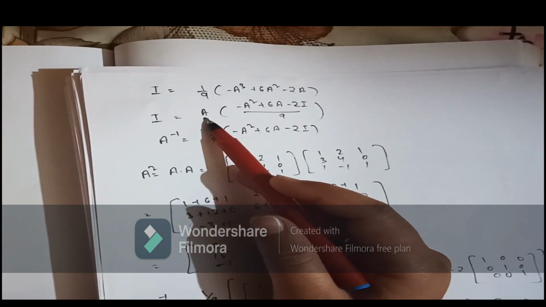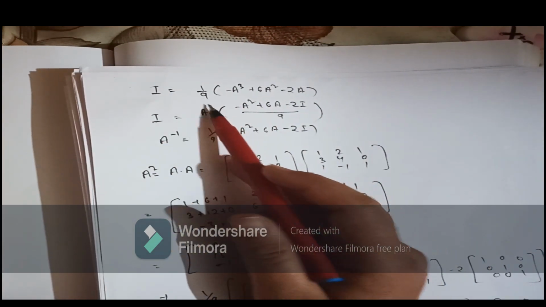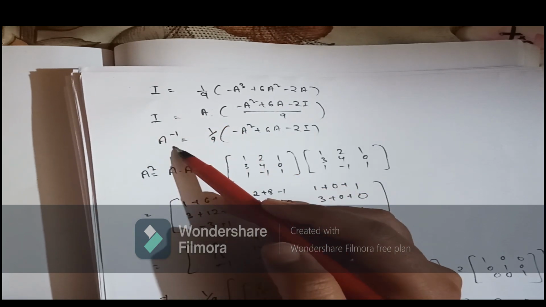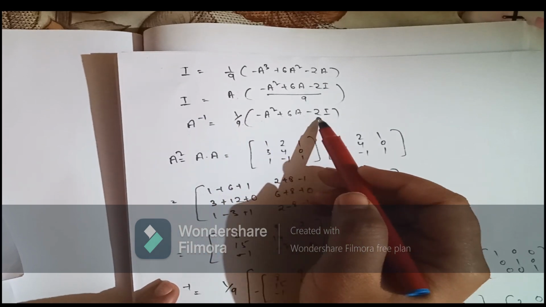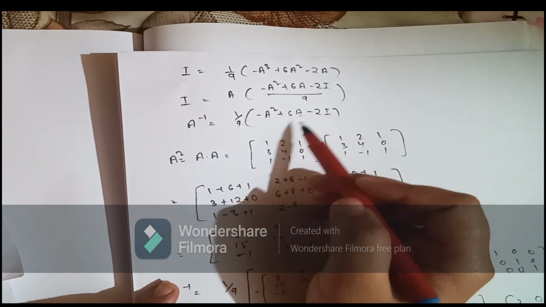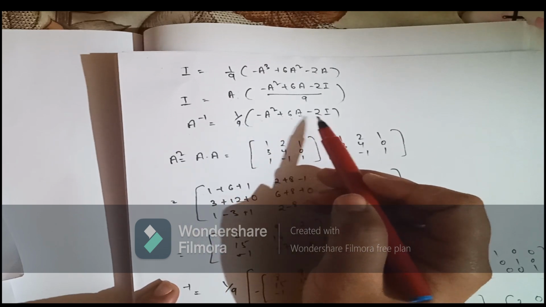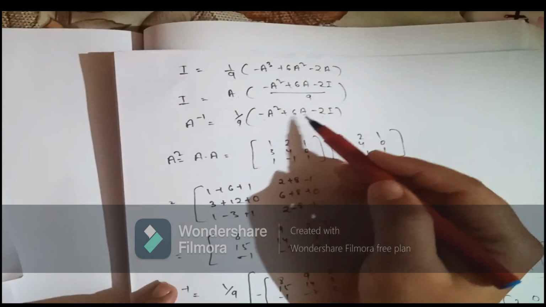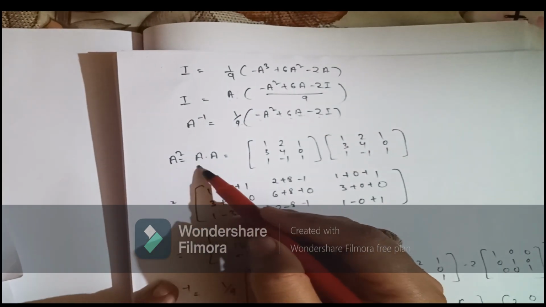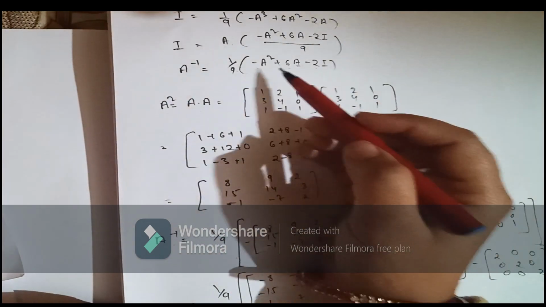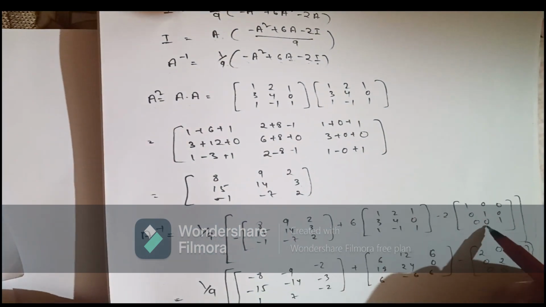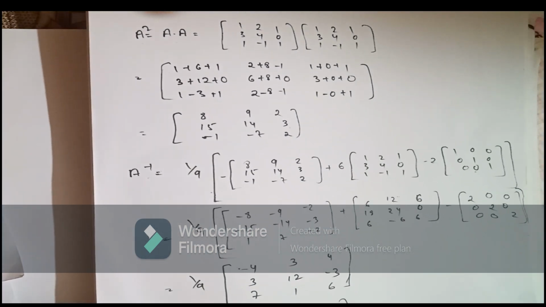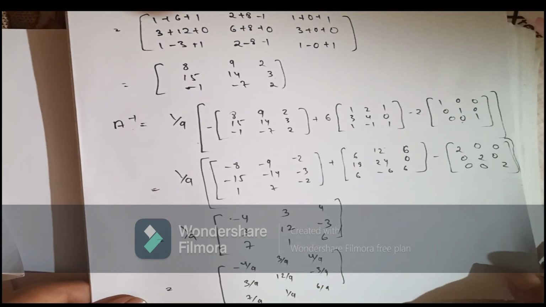Now here A is the common, so I have to take A common and shift to this side. So A is the common here. A is the common here. Okay, so I shifted it to this side. It became A inverse. So to find A inverse we have to do 1 by 9 times minus A square plus 6A minus 2I. So we already have A. Now we have to find out A square. To find out A square, A multiply A, and in this way we will find out A square. Now to find out A inverse, we can replace this A square, A and I, which is the 3 by 3 identity matrix. Now solve it to find out the inverse of the matrix.